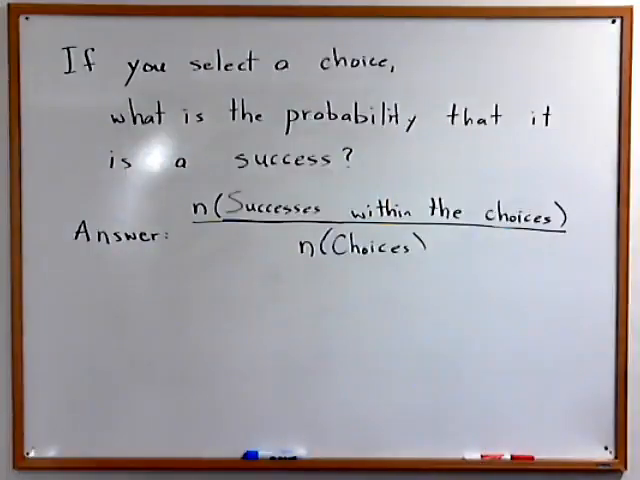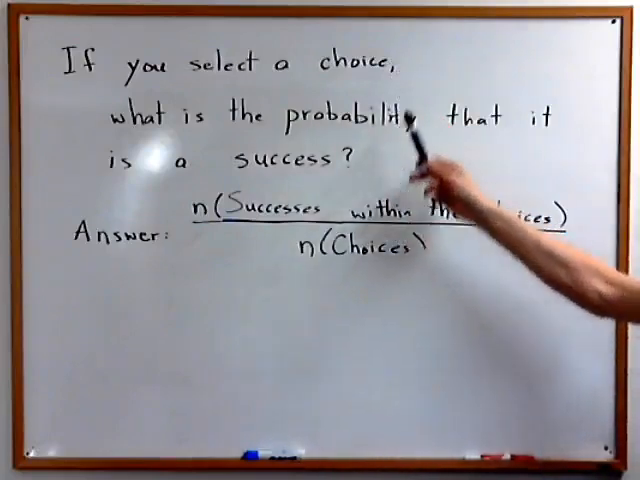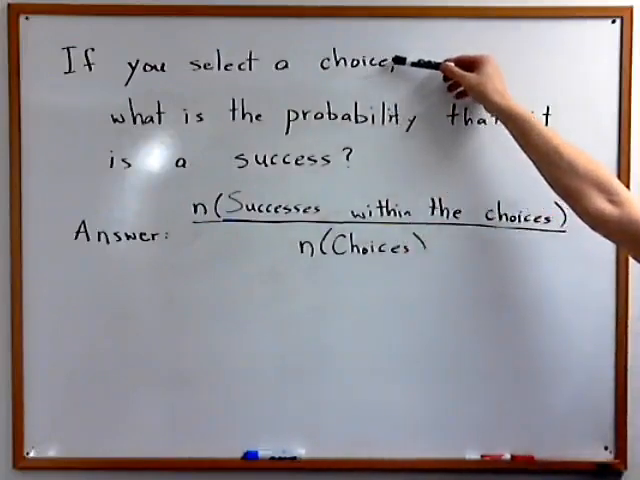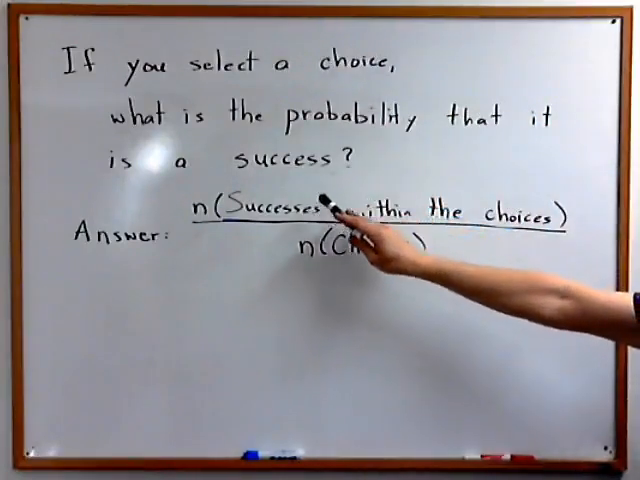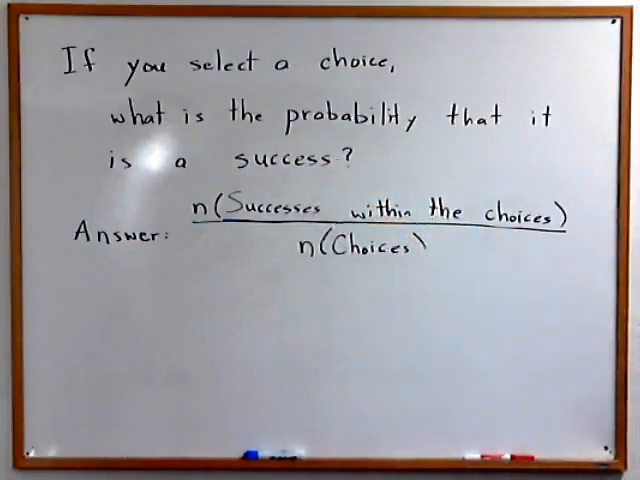So again, let me draw your attention to where things go within the fraction, because that's the important part. If you select a choice, then the number of those choices altogether belongs on the bottom of the fraction. What is the probability that it is a success? And that number goes on top. Now notice that we're only counting successes within the choices. So let's do an example of how that's important.